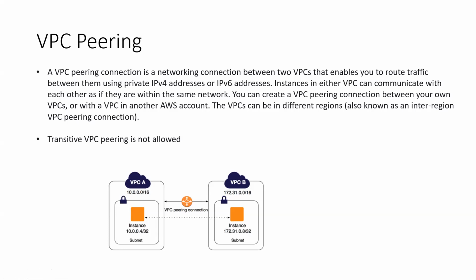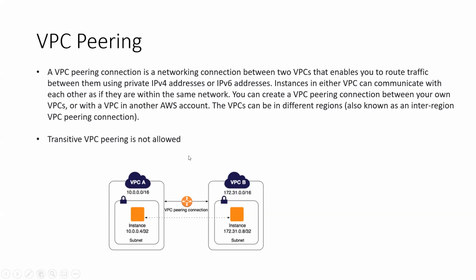So there is another important concept, especially from a certification perspective. There is a concept called transitive VPC peering. In fact, transitive VPC peering is not allowed. What it means is VPC A has connectivity to VPC B. Let's say VPC B has connectivity to VPC C, then you may be thinking that through B, maybe VPC A has direct connectivity to VPC C. No, that transitive VPC peering is not allowed.